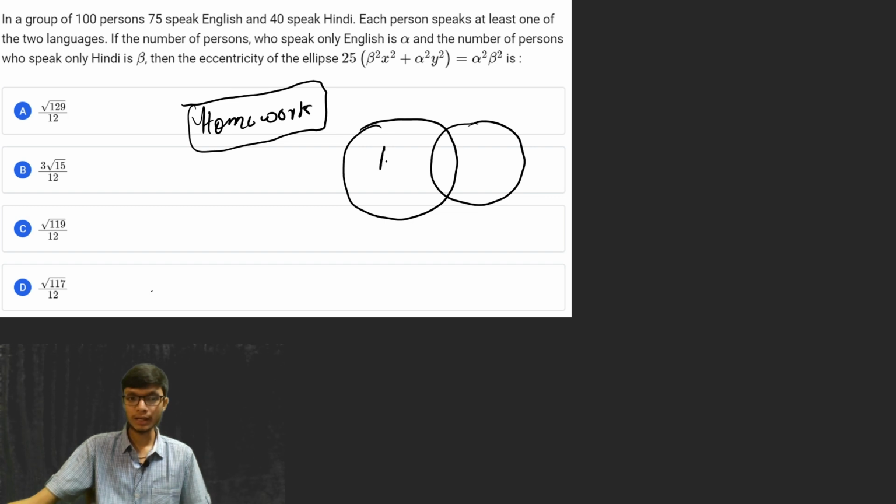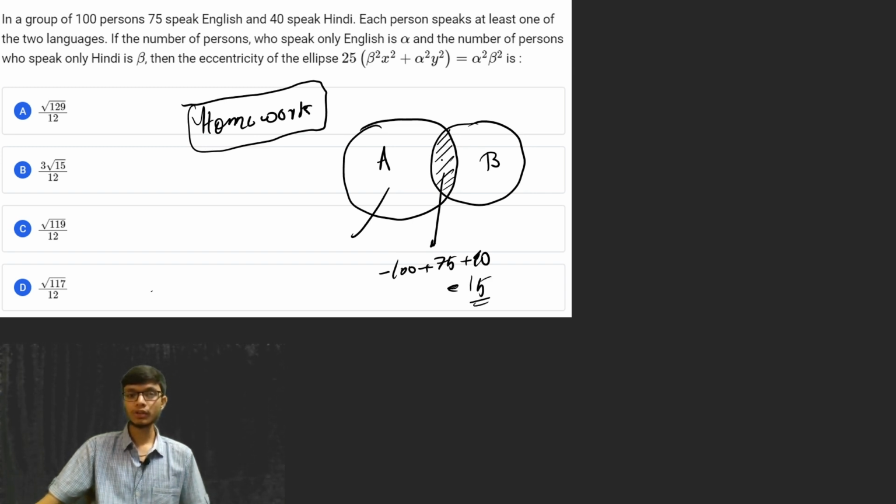The set of persons speaking English is basically A, and the set of persons speaking Hindi is basically B, and the intersection will be somewhere in between. This whole value is 75 and this whole value is 40. So the intersection is equal to 75 plus 40 minus 100, and that will be equal to how much? This is basically 115 minus 100, which is equal to 15.